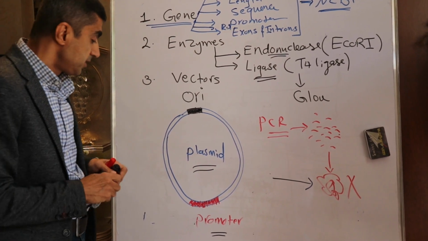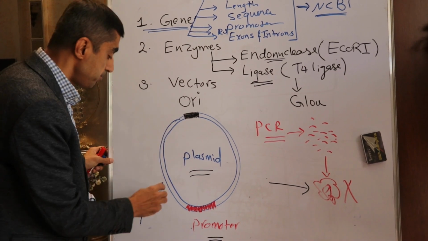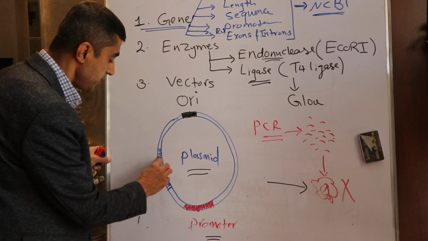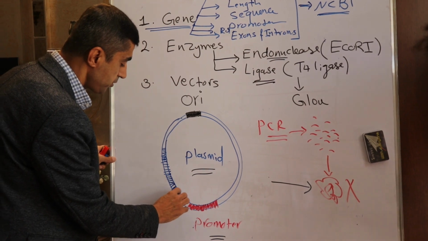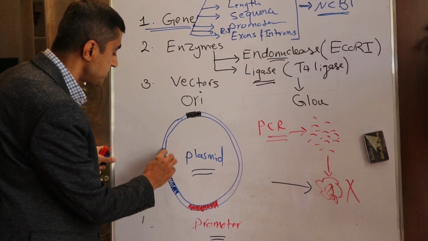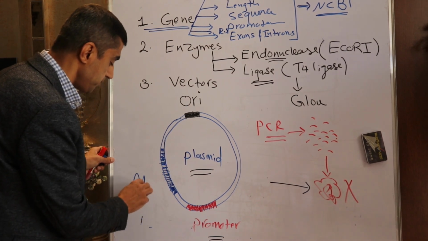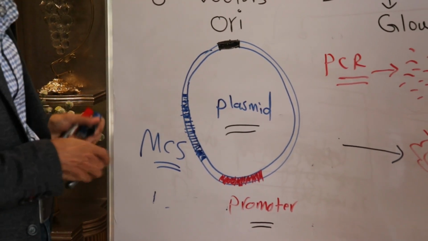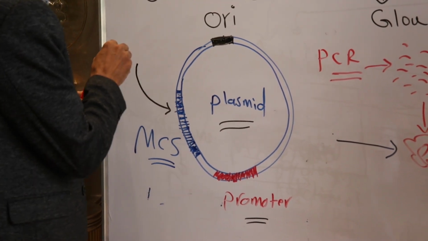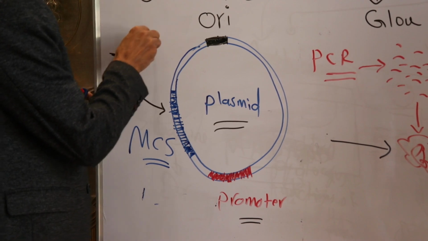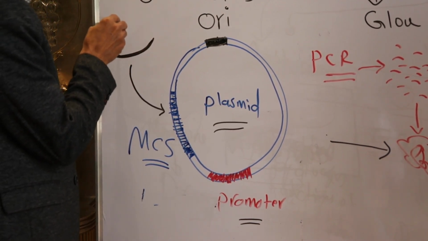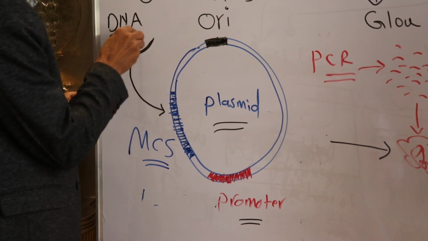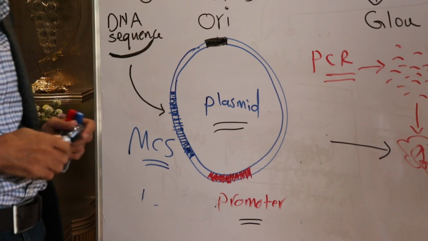The third feature of the plasmid is called the multiple cloning sequence. The multiple cloning sequence is required for what? For inserting our gene. This is our targeted gene, our DNA sequence, or gene sequence.